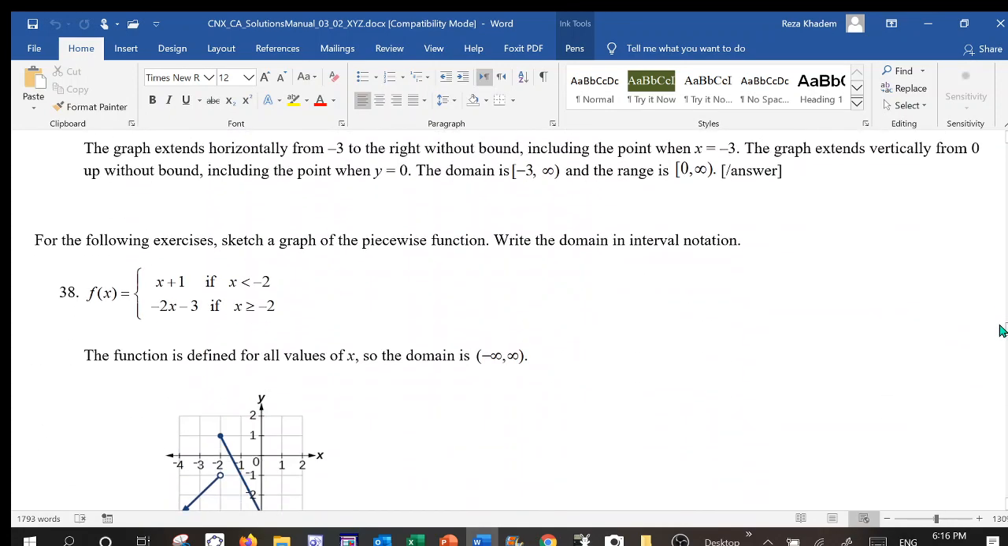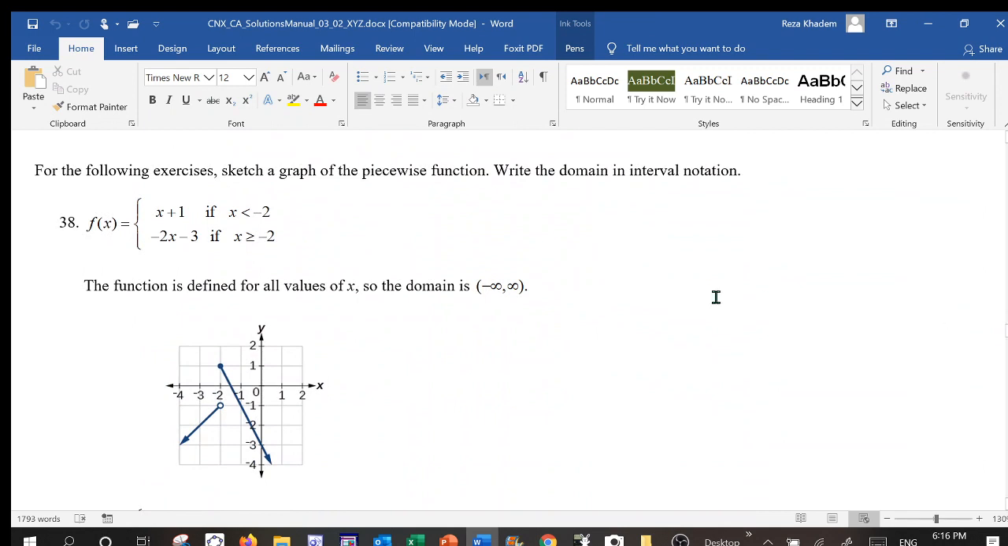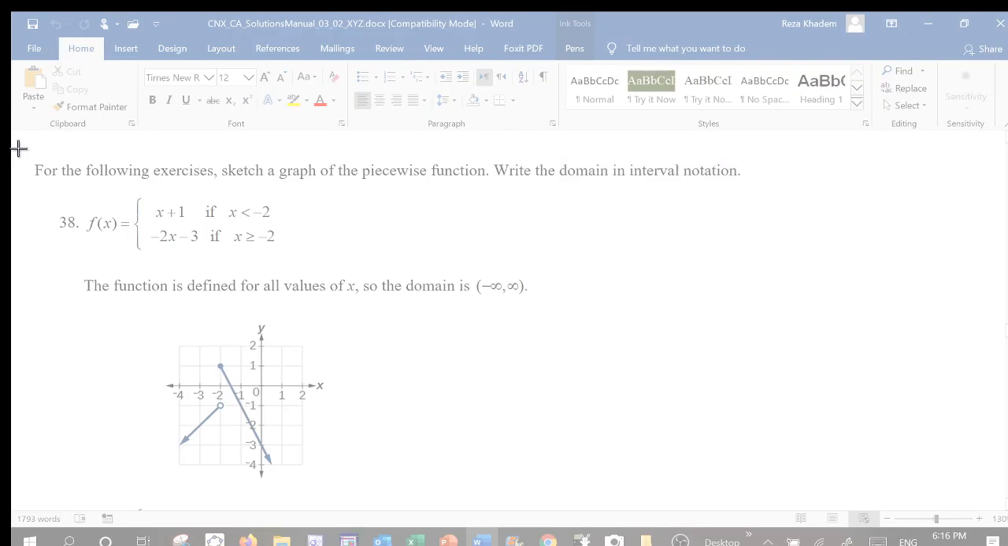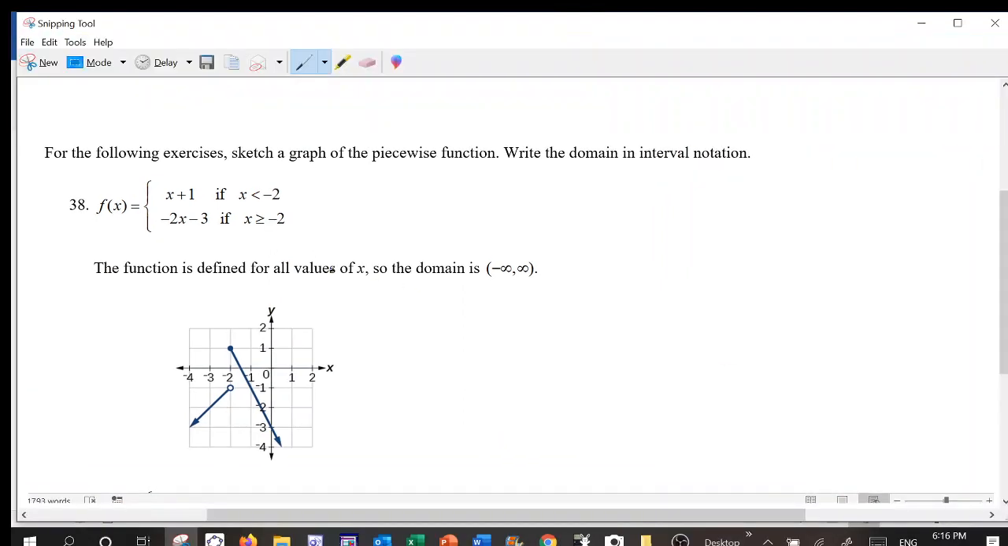Okay, let's do one more, number 38. It says, for the following exercises, sketch a graph of piecewise function. All right, so these kinds of functions are called piecewise functions. Why? Because they have two pieces, right? See, there are two pieces. So what you see over here is the domain of the function broken into two parts, right?